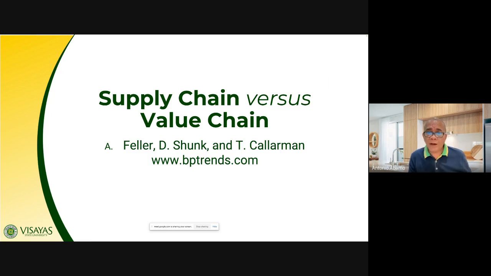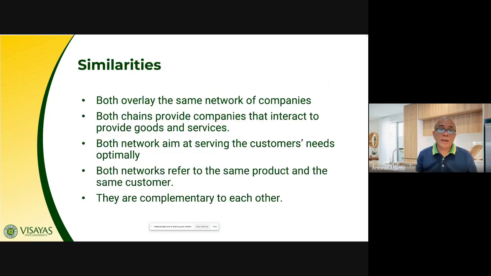This is coming from Feller and Kellerman in bptrends.com. No? So what is the difference between supply chain and value chain? So we see similarities. First, we see similarities. Both overlay the same network, the same network you have from production up to final sale. Both chains provide companies that interact to provide goods and services. You are talking of the same product. If you talk about supply chain, you are talking about a product. If you talk about value chain, you are also talking about the same product. Only that they come in different perspectives.